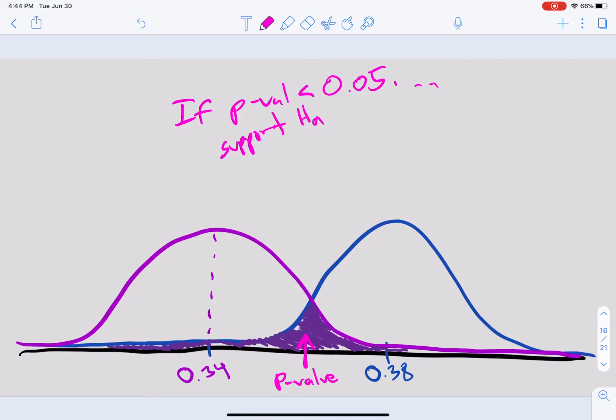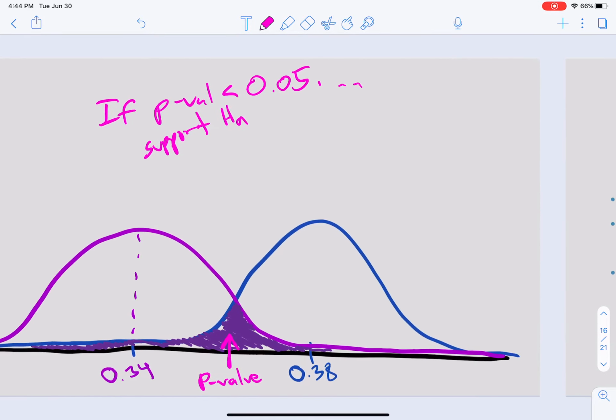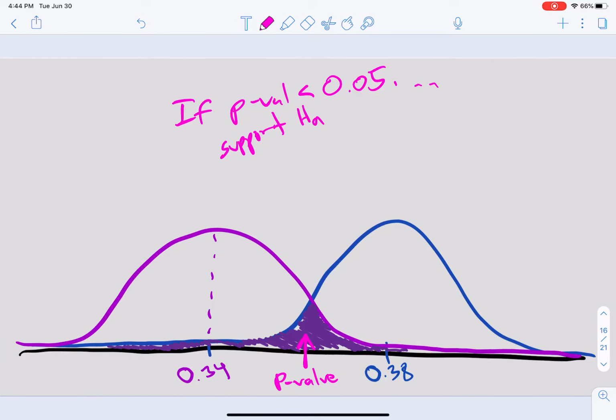This whole process, though, of actually finding areas underneath curves is a pain. And I'm not going to have you do it, right? It's calculus and so on. However, we do have some easier tools to use, especially online. In fact, we'll be using the same tool that we used for the z-scores. We're just going to be using it in a slightly different context, we'll say.